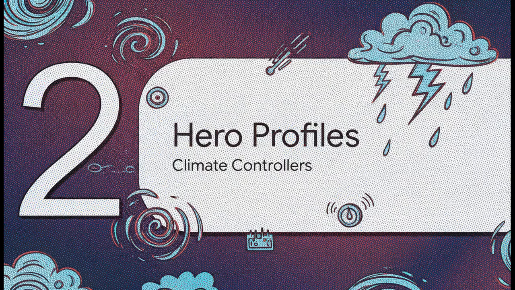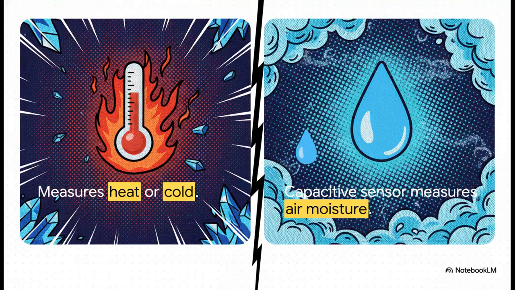Section 2. Hero profiles. The climate controllers. First up, we have our temperature specialists, like the DHT11, the DHT22, and thermistors. Their whole job is to measure ambient heat or cold. Then we have our humidity specialists, like capacitive sensors, which are focused purely on measuring airborne moisture. Now, frequently, these two monitoring capabilities are actually combined into a single hardware module. The DHT11 is a great example of this, allowing a system to log both temperature and atmospheric dampness at the exact same time.